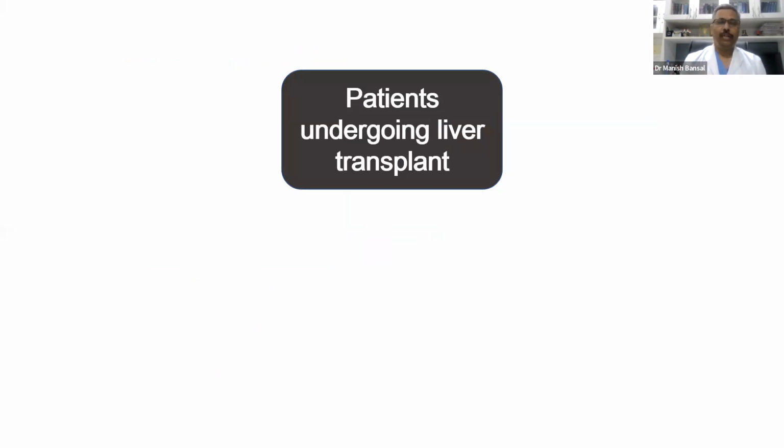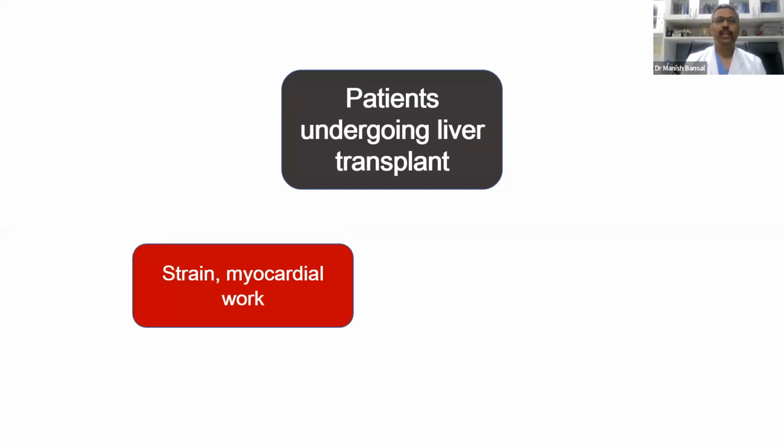So all of them undergo echo, and in echo we have many fancy parameters like strain, myocardial work. So it's very easy for us to do a study in 50-60 prospective liver transplant patients and do a strain and myocardial work. And once we do that, you see, when we go to submit this paper, initially, if there is no such paper available, no such information, then we may get into a reasonable journal.